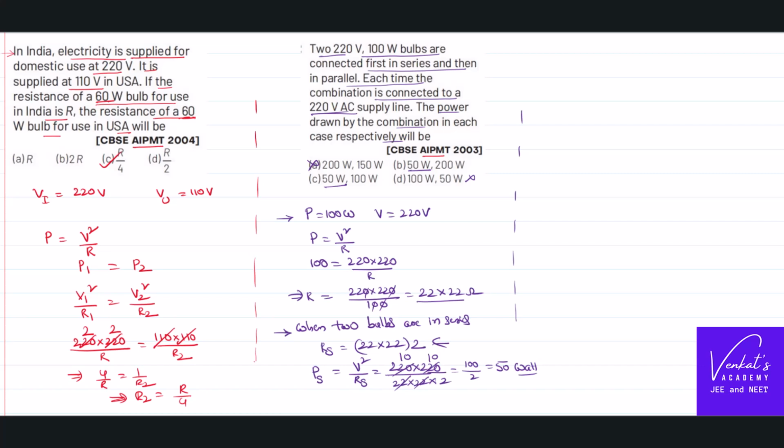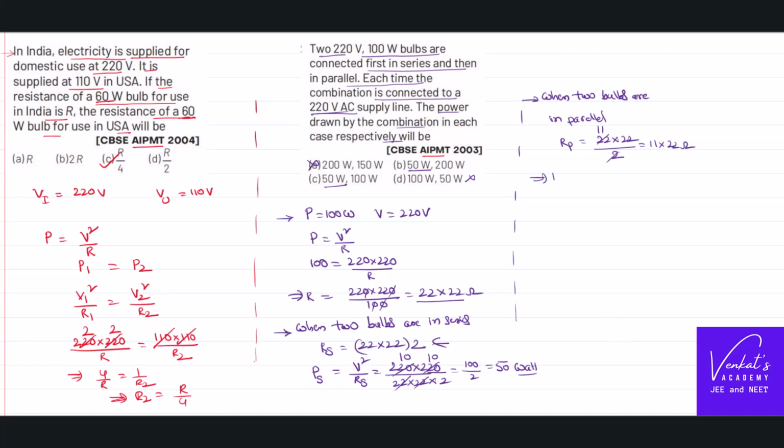Now look at when they are connected in parallel. When the two bulbs are in parallel, the resistance is 22 and 22 for each one. When identical resistors are connected in parallel, the effective resistance is R by N, where N is the number of resistors. There are two resistors, so divide by 2, that is 11. So the resistance in parallel is 11 into 22 ohms.